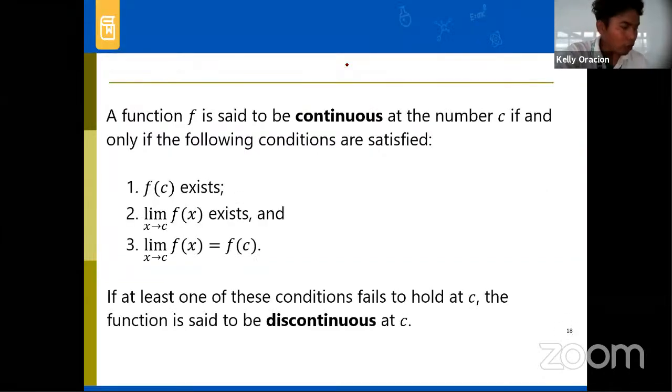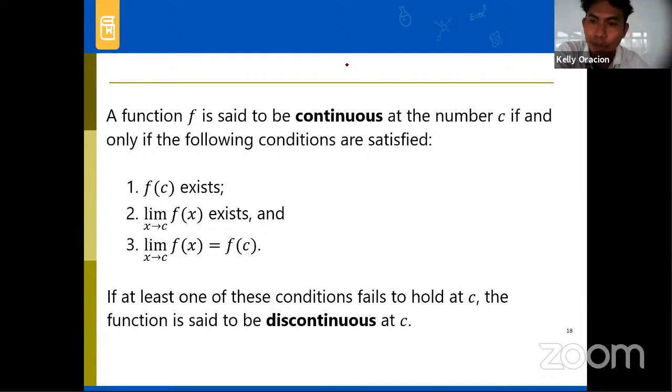Okay, now I want you to write this one. This will help you to determine whether the function is continuous or not continuous. Okay, a function is said to be continuous at a number c if and only if first f of c exists, second the limit of the function exists, and third if the first condition at saka second condition magkaparehas sila ng value, if they are equal.